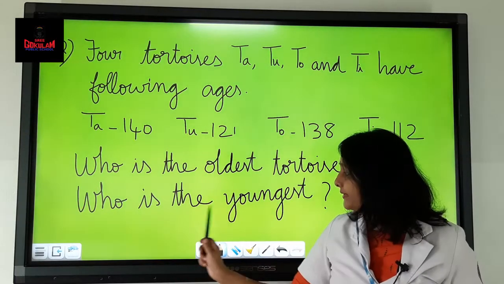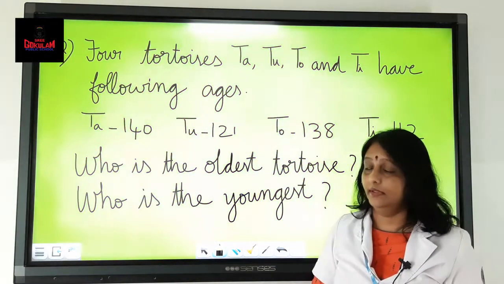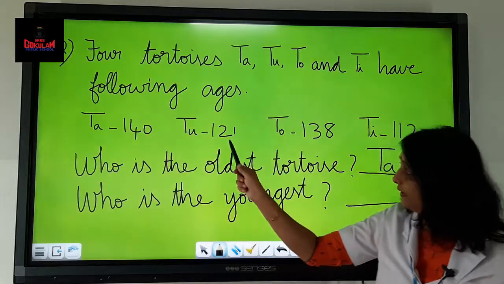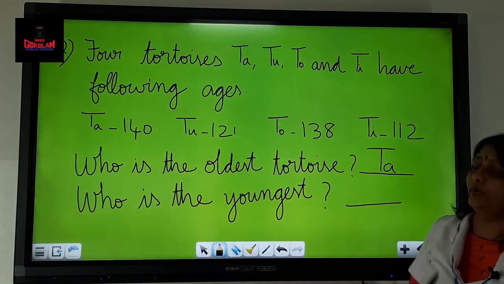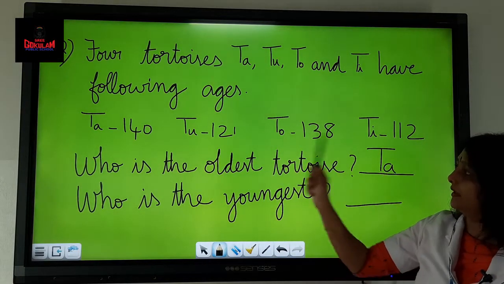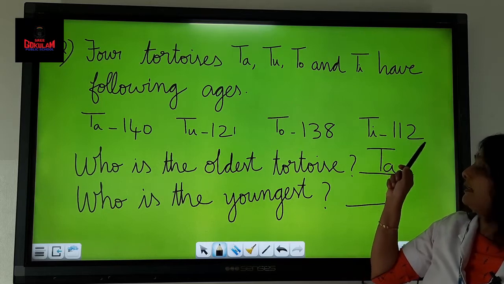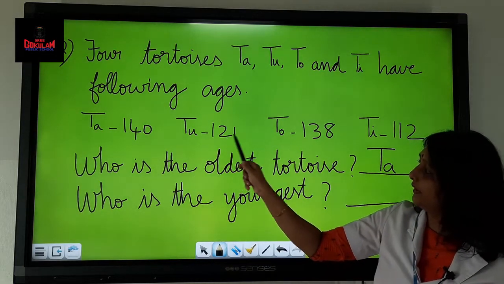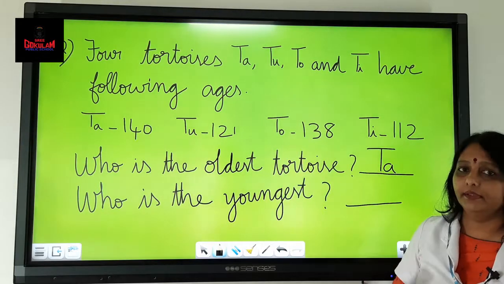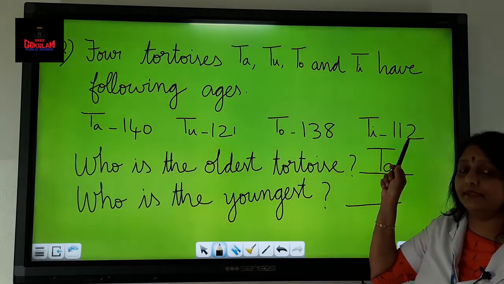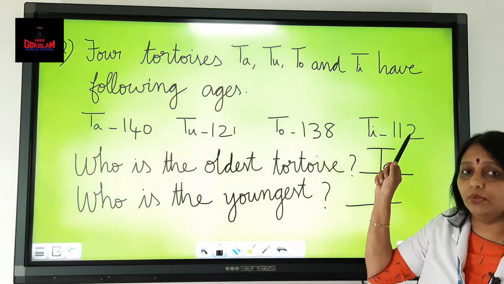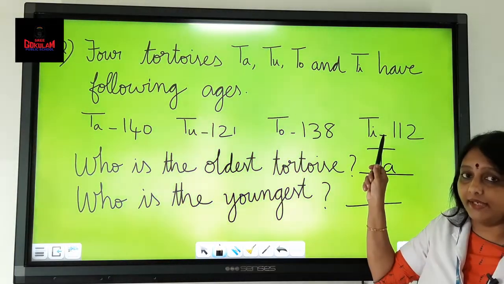Next question, who is the youngest one? Youngest, that means the smallest number. 140, 121, 138, 112. This is the greatest one. So, let us compare these three numbers, 121, 138 and 112. Look at the tens place. 2 here, 3 and 1. 2, 3, 1. Which is the smallest one? 1. So, 112. This is the smallest number. Whose age is 112? Who is 112 years old? It is Ti. So, the answer is Ti.